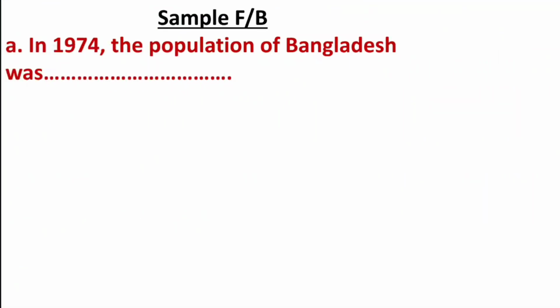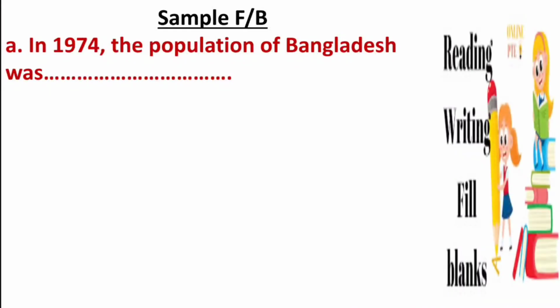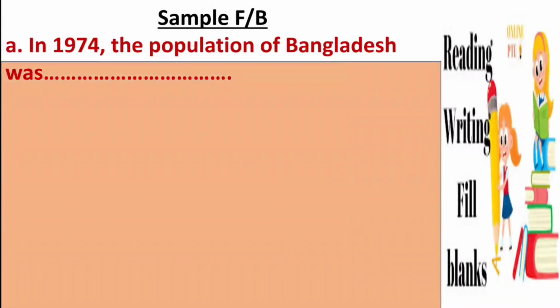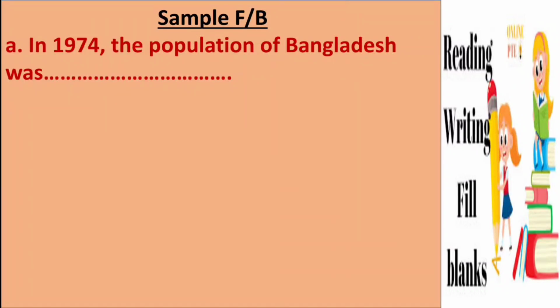Now let's go for sample filling the blanks and see. Here is the first filling the blanks for you. In 1974, the population of Bangladesh was blank. What will be the answer, dear? Can you tell? Very good. It was 7 crore 64 lakhs. So the answer is in 1974, the population of Bangladesh was 7 crore and 64 lakhs.